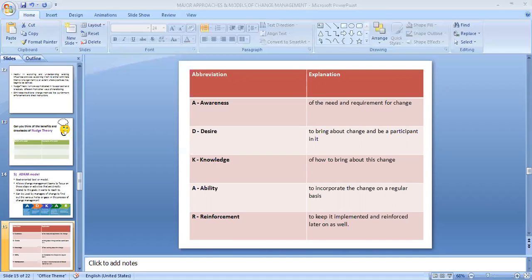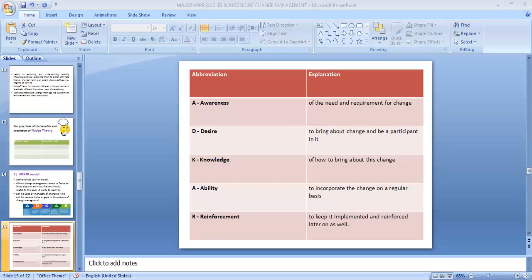These are the phases. So at the end of this month, we are going to have another meeting, and we are going to discuss whether the particular milestone is achieved. Likewise, you are going to have the knowledge as to how you are going to bring this change in, and the ability to incorporate the change on a regular basis. So you need to incorporate change on a regular basis.